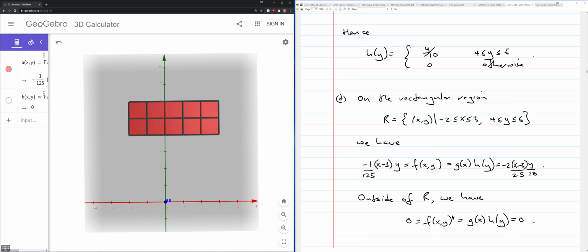So what that means is that f of x y is equal to g of x times h of y for all x and y. How we did it is we subdivided into the case where the joint PDF was non-zero to start off with, inside the rectangle, and then outside the rectangle. For all pairs x and y, this equality holds: f of x y is equal to g of x times h of y. And therefore the random variables x and y are independent.